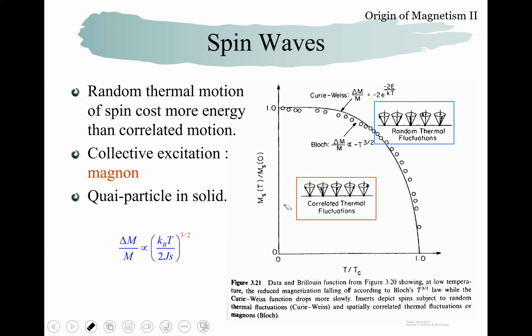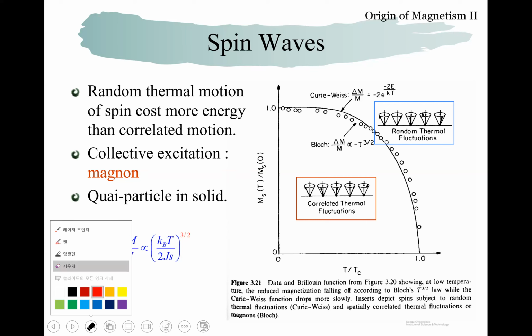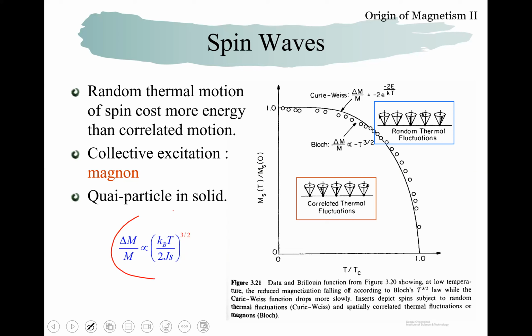One important consequence of the spin wave is here. The temperature dependence of the magnetization goes as the 3/2 power of the temperature, and this result matches well with the experimental data. So without the spin wave, we cannot explain the temperature dependence of magnetization precisely.